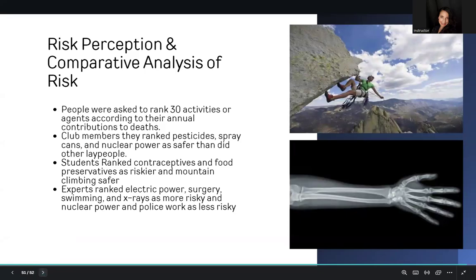In a classic study, students, League of Women Voters members, active club members, and scientific experts were asked to rank 30 activities or agents in order of their annual contribution to deaths. Club members ranked pesticides, spray cans, and nuclear power as safer than did other laypersons. Students ranked contraceptives and food preservatives as riskier and mountain climbing as safer than did others. Experts ranked electric power, surgery, swimming, and x-rays as more risky and nuclear power and police work as less risky than did laypersons. There were also group differences in perceptions of risk from chemicals among toxicologists, correlated with their employment in industry, academia, or government.